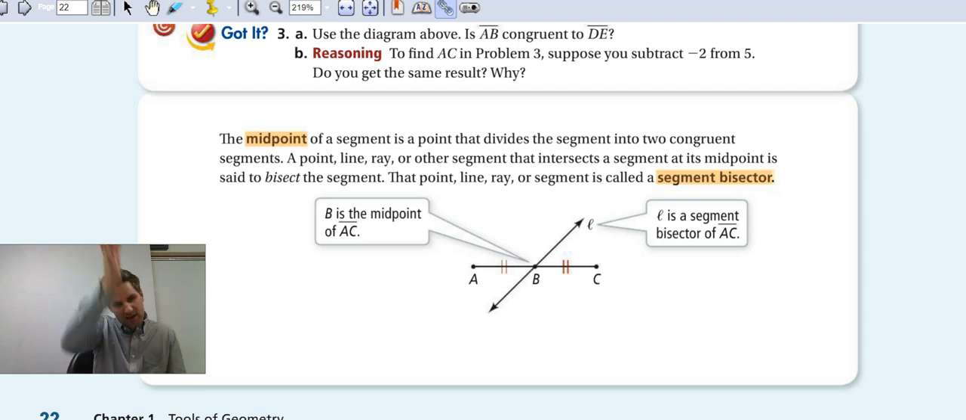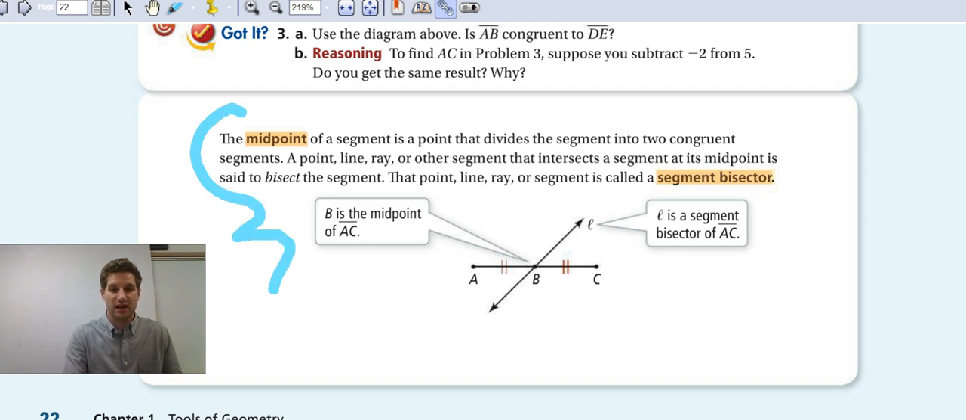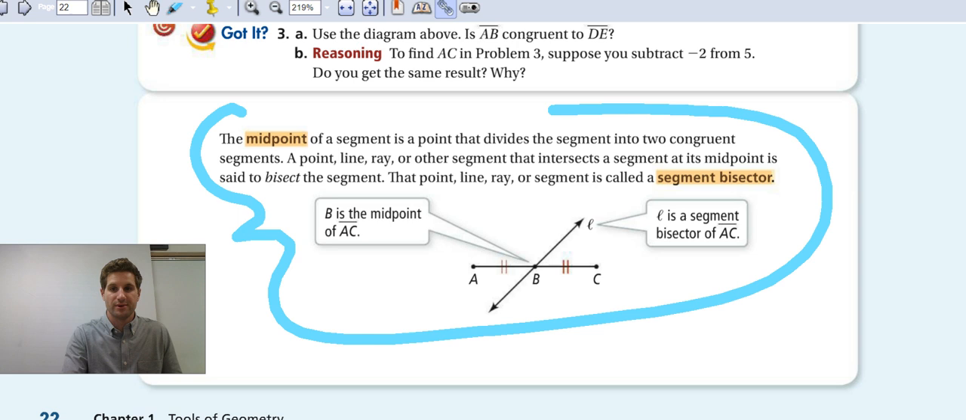So bisect is like cutting it right in half. A lot of times I'll say, I cut you right in half, you'd be bisected. The point, line, ray, or segment is called a segment bisector. So I would go ahead and write all of this, and I would also include the picture.